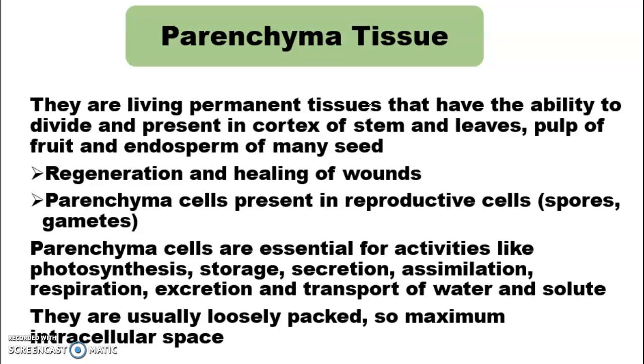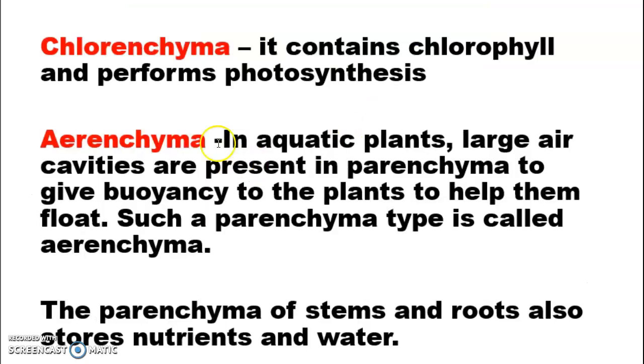I already discussed that they are loosely packed, so maximum intercellular space is present in this tissue. Now, if chlorophyll is present in parenchyma tissue, then it is called chlorenchyma, and they perform photosynthesis because chlorophyll is a pigment responsible for photosynthesis. In aquatic plants, the parenchyma tissue gives buoyancy to the plant to help them float, and they have large air cavities.